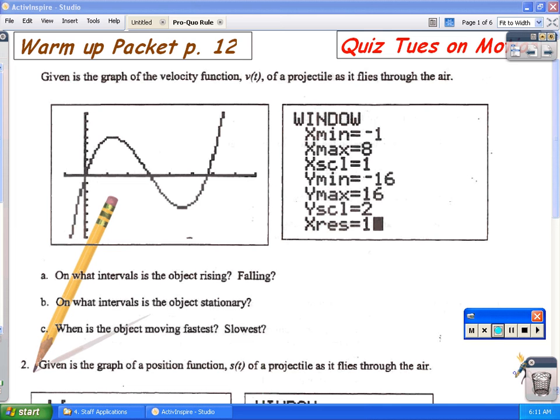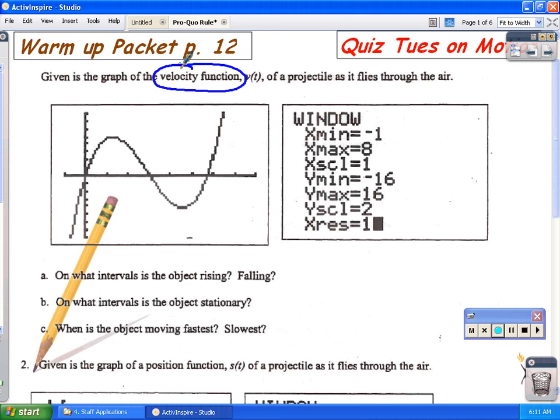In this warm-up, we have a graph, and something important for us to identify is the fact that this is a velocity graph, because the kind of graph we have determines how we're going to interpret the questions. So we have the velocity graph of a projectile as it flies through the air, and you can see the window that this graph is based on.